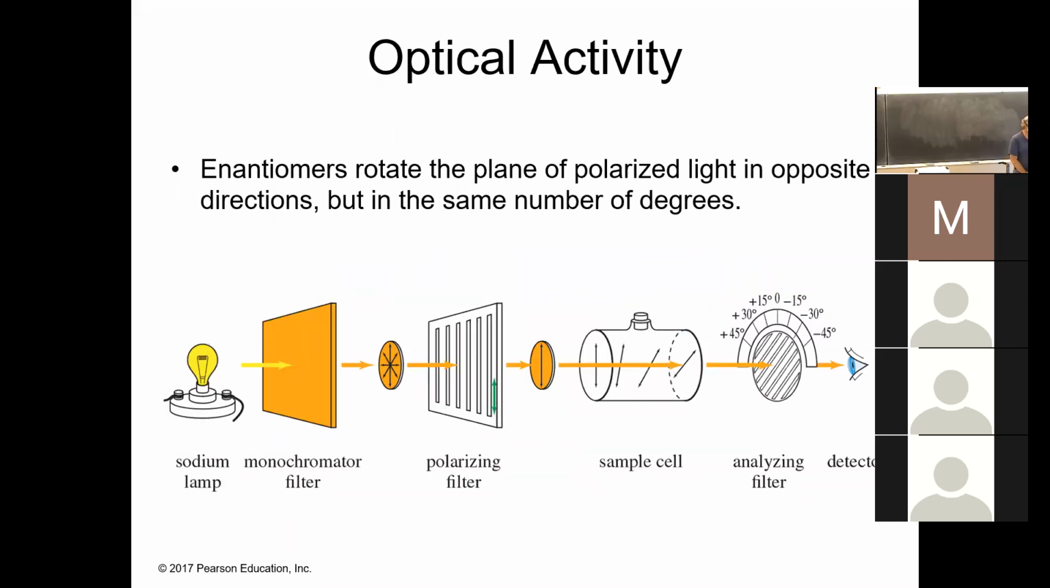Okay, this is a crude diagram of a polarimeter. The sample cell is here. The sample is either in solution or it may be a pure liquid, but usually it's in solution.